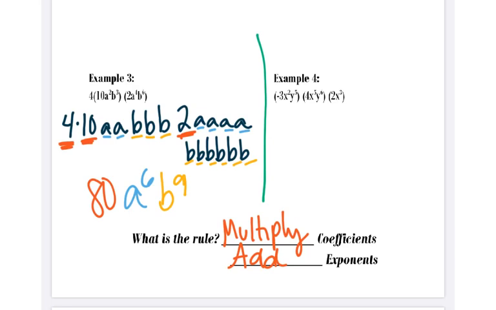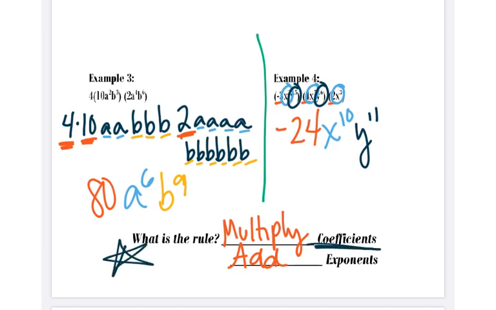So in example 4, I have big numbers. Those are going to get multiplied. Negative 3 times 4 is negative 12. Negative 12 times 2 is negative 24. We count our x's. There's 2 x's here, 5 x's here, 3 x's here. 2 plus 5 is 7, plus 3 more is a total of 10. Then we have y's. There are 5 of them here and 6 of them here. 5 plus 6 is a total of 11. So again, we remember we multiply the big number and we add our exponents.